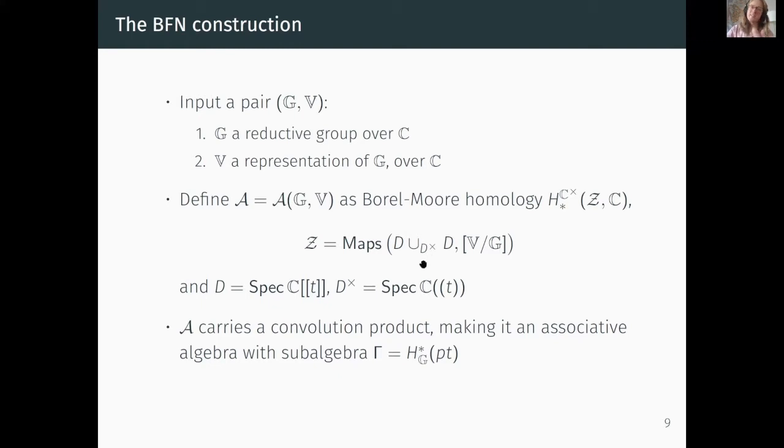So this is just another way of rewriting what you may have seen already. To summarize, it somehow depends on this input data, but the output is this nice finite type commutative ring.